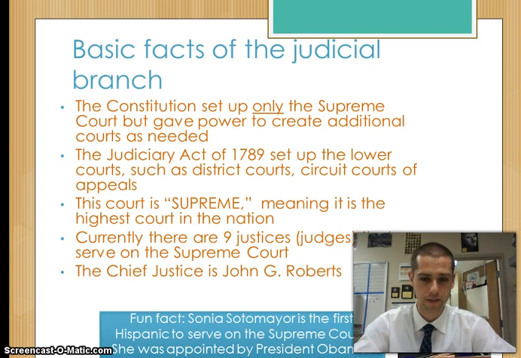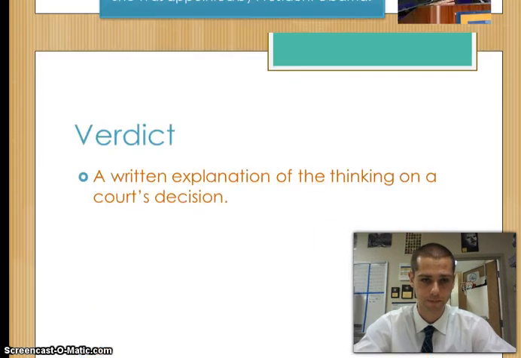There are 9 justices, and justice is a fancy way of saying judge if you're on the Supreme Court. There are 9 total, and the Chief Justice is John G. Roberts. Hint, that might be on your test later. The newest justice is Sonia Sotomayor. She is the first Hispanic to serve on the Supreme Court, and she was appointed by President Obama. All of our Supreme Court justices are given their appointments by the President, and their appointments are confirmed by Congress.